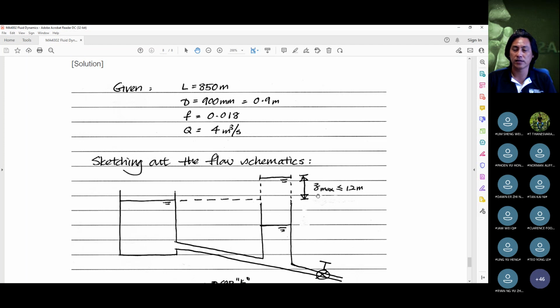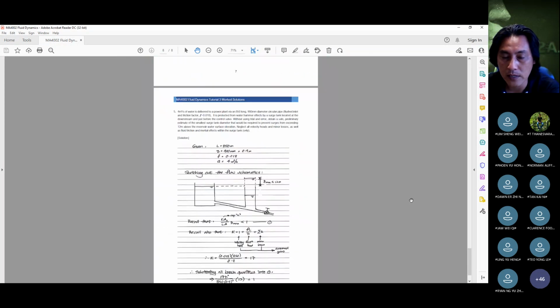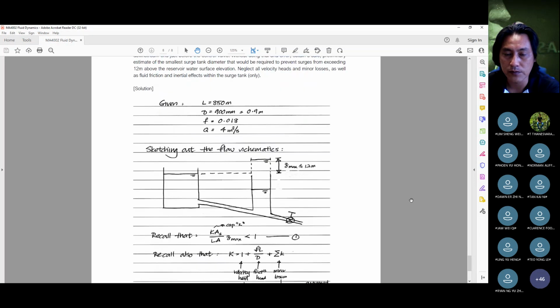If you don't want Zmax to exceed 12 meters, because the larger the diameter, the lower the height is going to be for Zmax. So as you can see, even though the theory behind all this may seem to be quite complicated, everything boils down to knowing how to use the steady state and the unsteady state Bernoulli's equation or the energy balance equation.